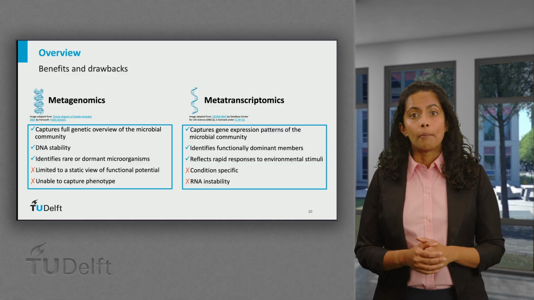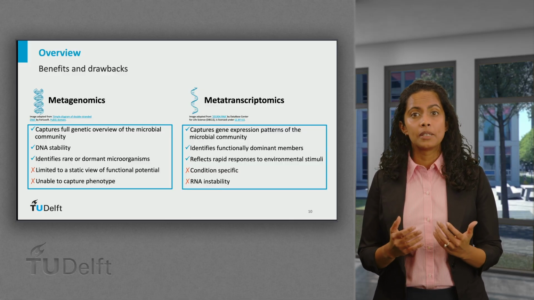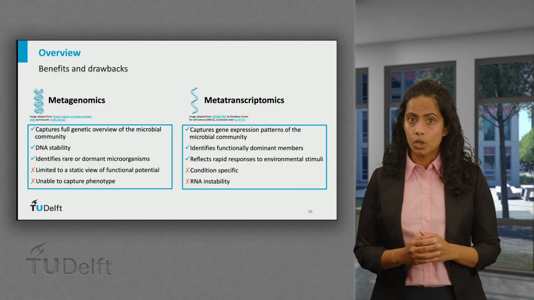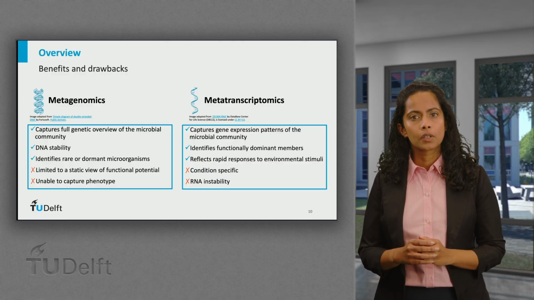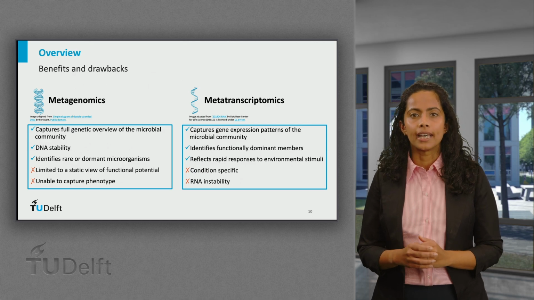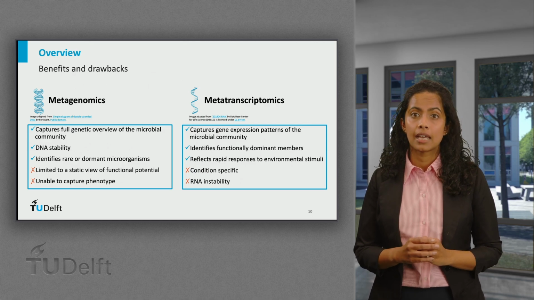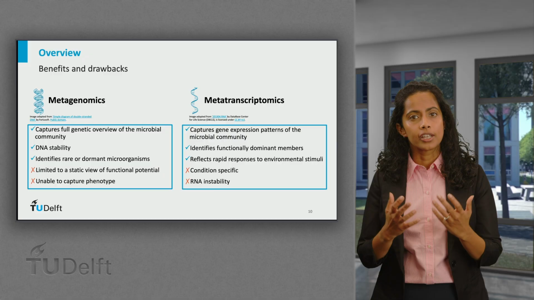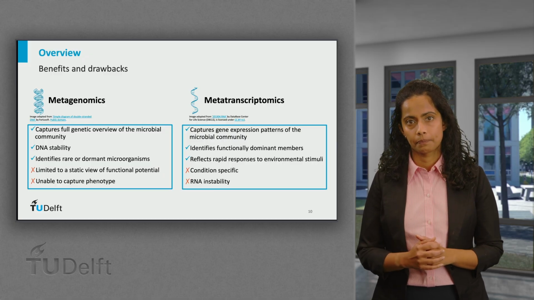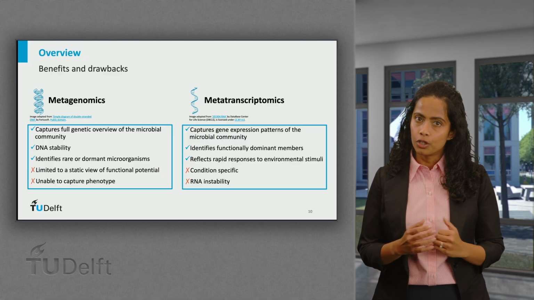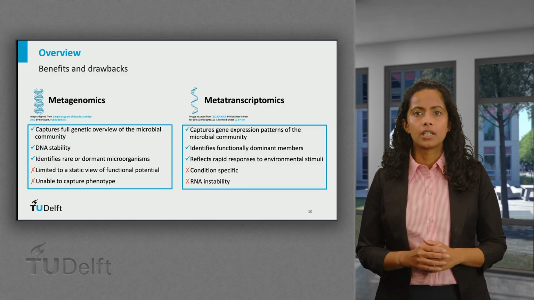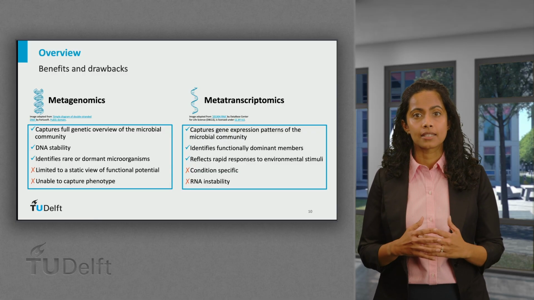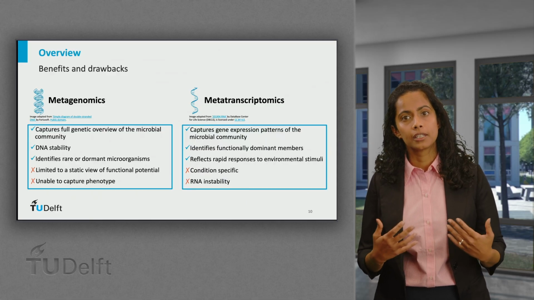Thus, to form an overall picture of microbial metabolism, it is not only important to know the genetic view of the microbial community, but also to identify the gene expression patterns and how microorganisms react to environmental stimuli. It is therefore no surprise that metagenomic and metatranscriptomic methods form a coherent basis for evaluating microbial communities.